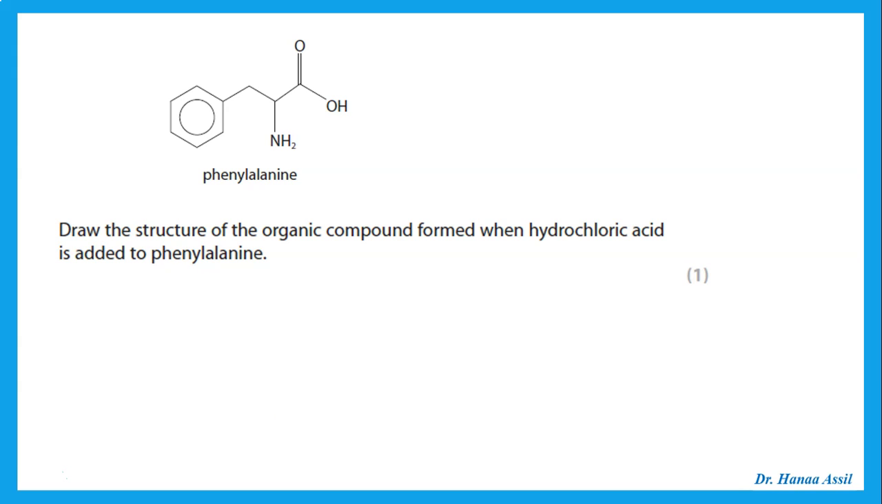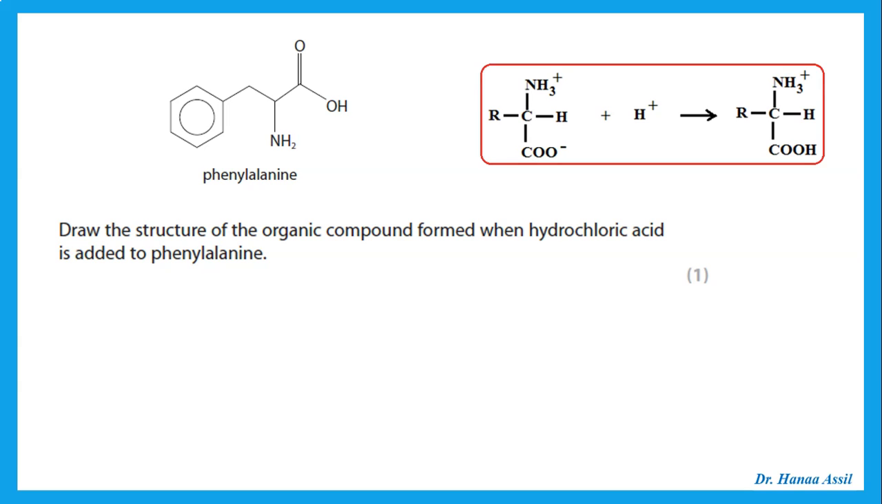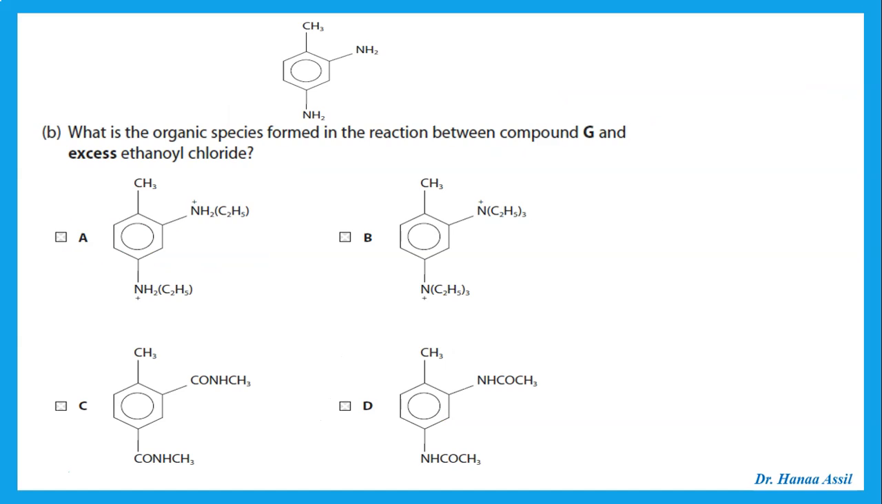Draw the structure of the organic compound formed when hydrochloric acid is added to phenylalanine. So we want to draw what? We have phenylalanine, that's the amino acid, and I'm adding acid to it. And we said when we add acid to an amino acid, then the NH2 part becomes NH3+, and the acid part is COOH. So this is the structure formed when phenylalanine is in acidic medium.